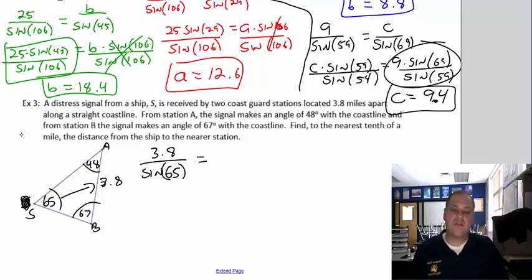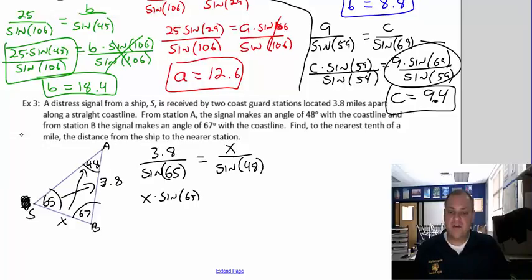Equals what? Well, what am I trying to find? Find the distance from the ship to the nearest station. Well, the ship is closer to B than it is to A. So we're actually finding this right here. So we'll call it x over, and then the opposite angle is 48. Sine of 48. So we didn't even use the 67 in our proportion, but we needed it to get the 65. All right, x sine 65 equals 3.8 sine 48. And then divide by sine 65.